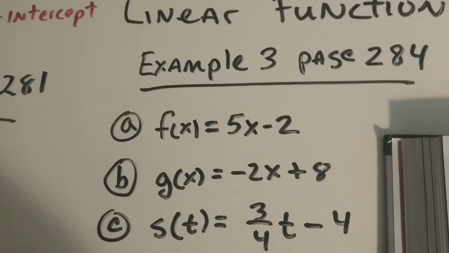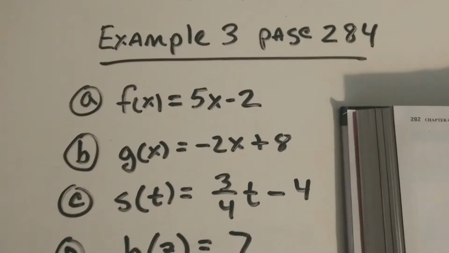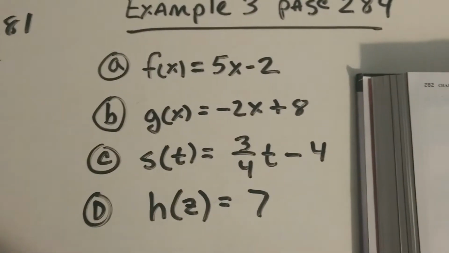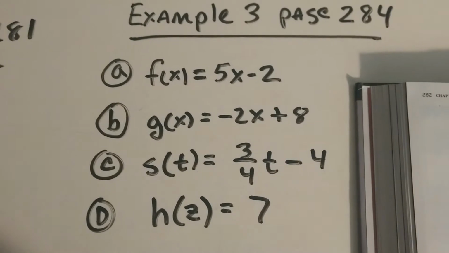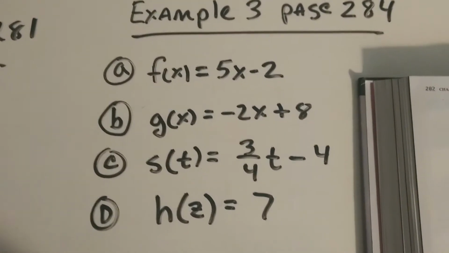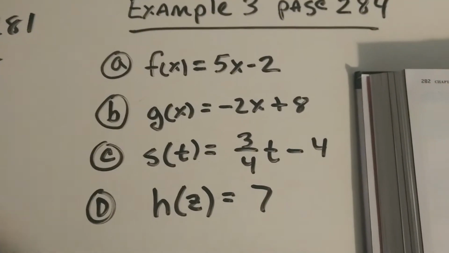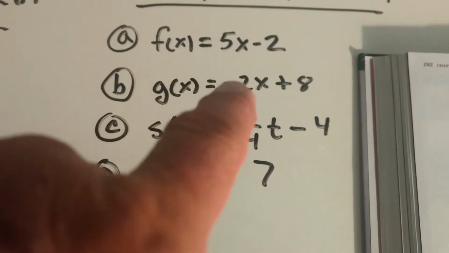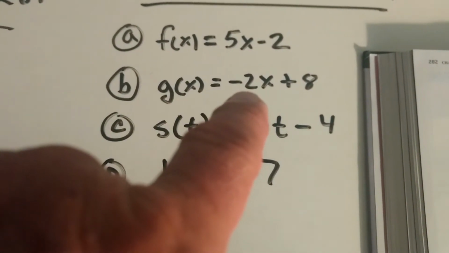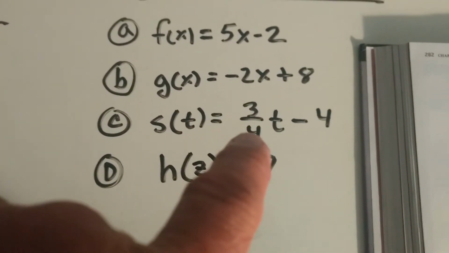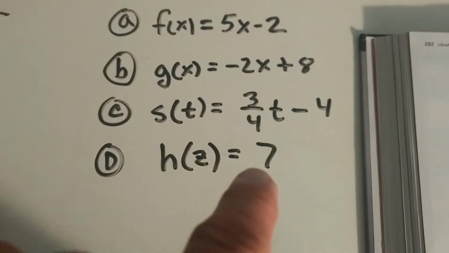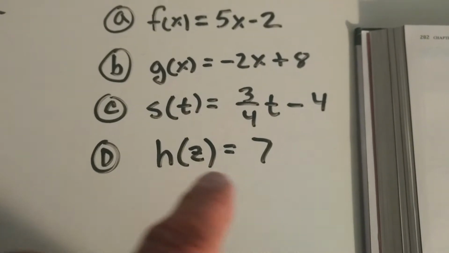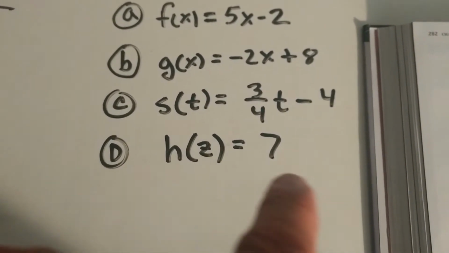Example 3 over here deals with looking at linear equations and determining whether you have increasing, decreasing, or constant functions. All deals with a slope. If I have a positive slope, I have an increasing function. Negative slope, decreasing function. Positive slope, increasing function. Y equals a number is a horizontal line, so this is constant.